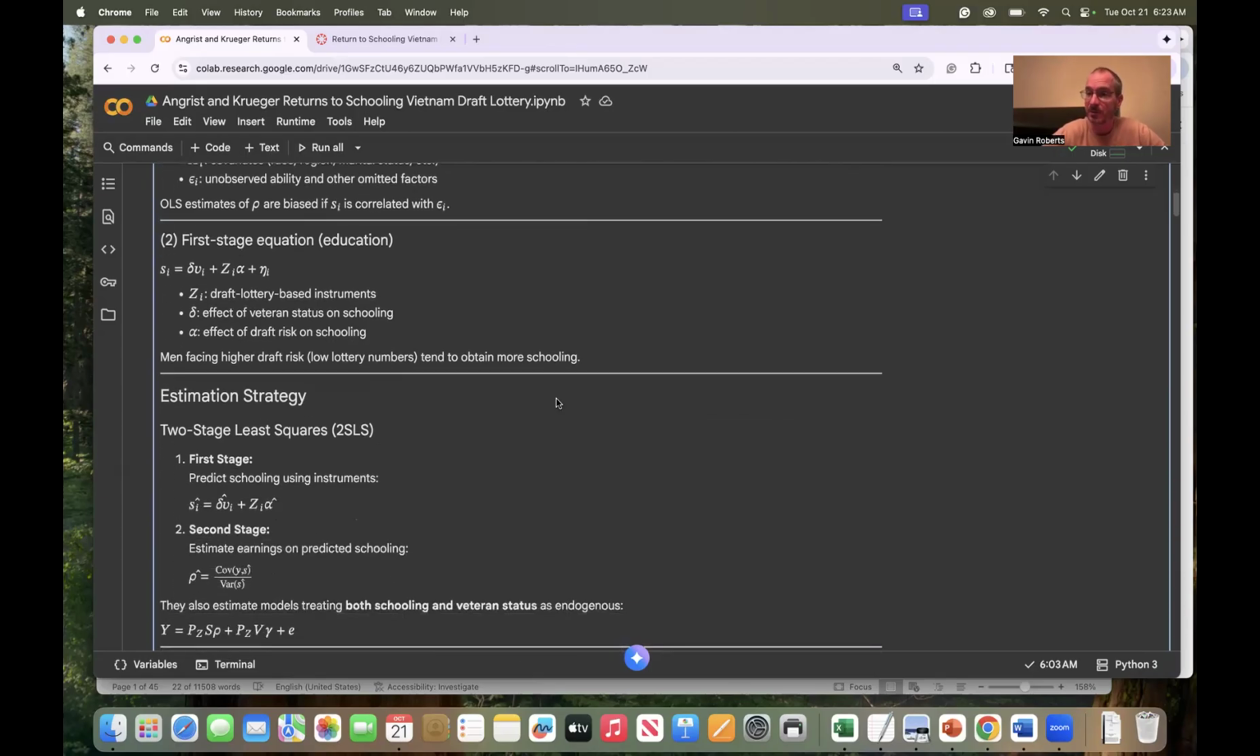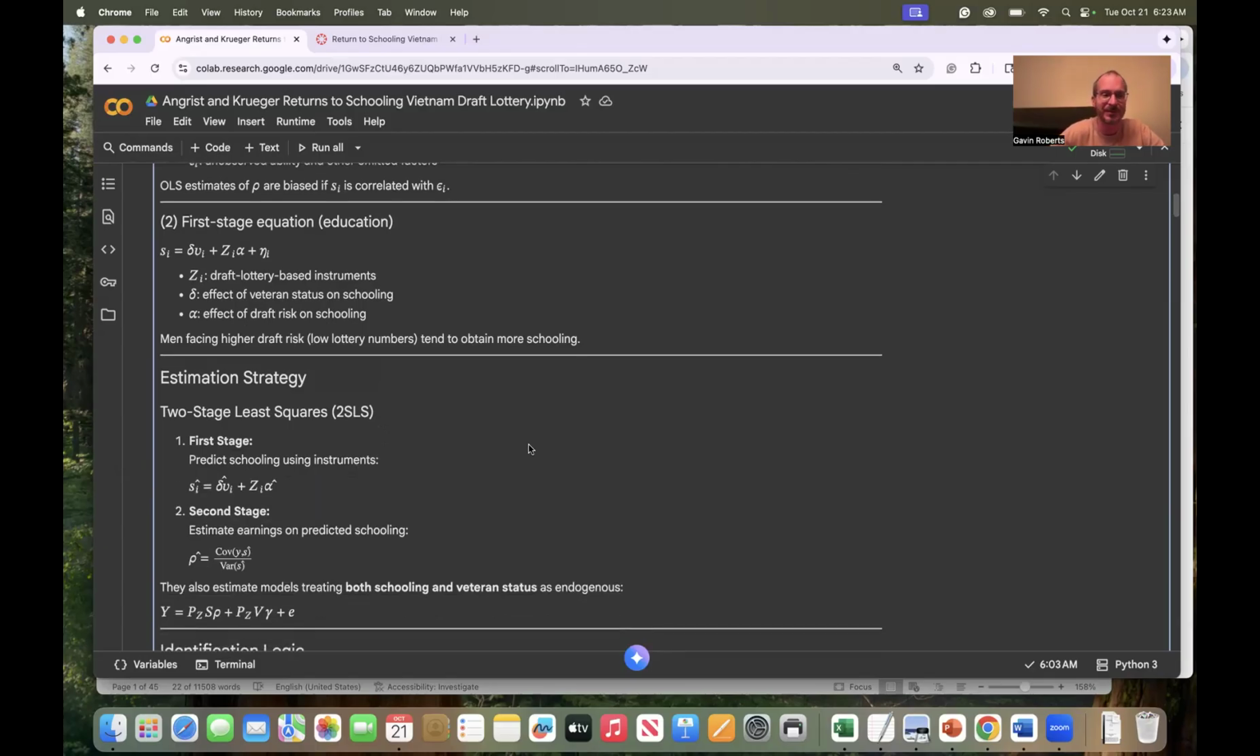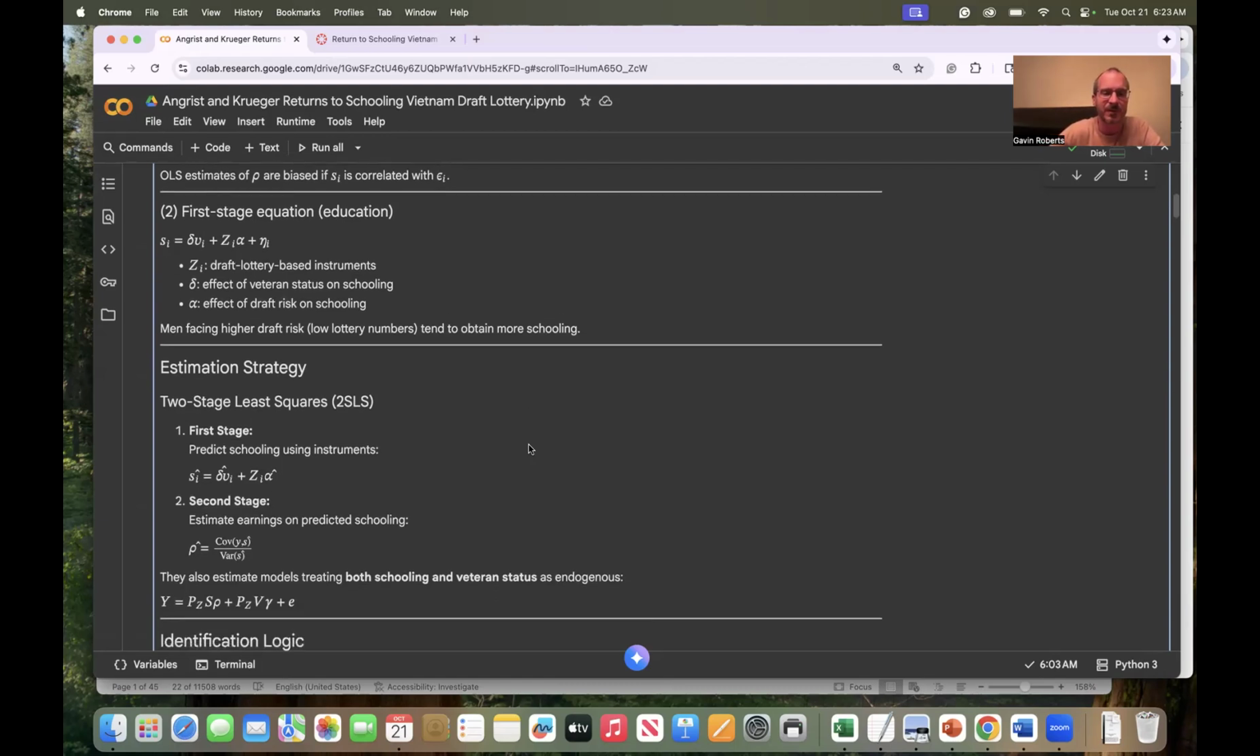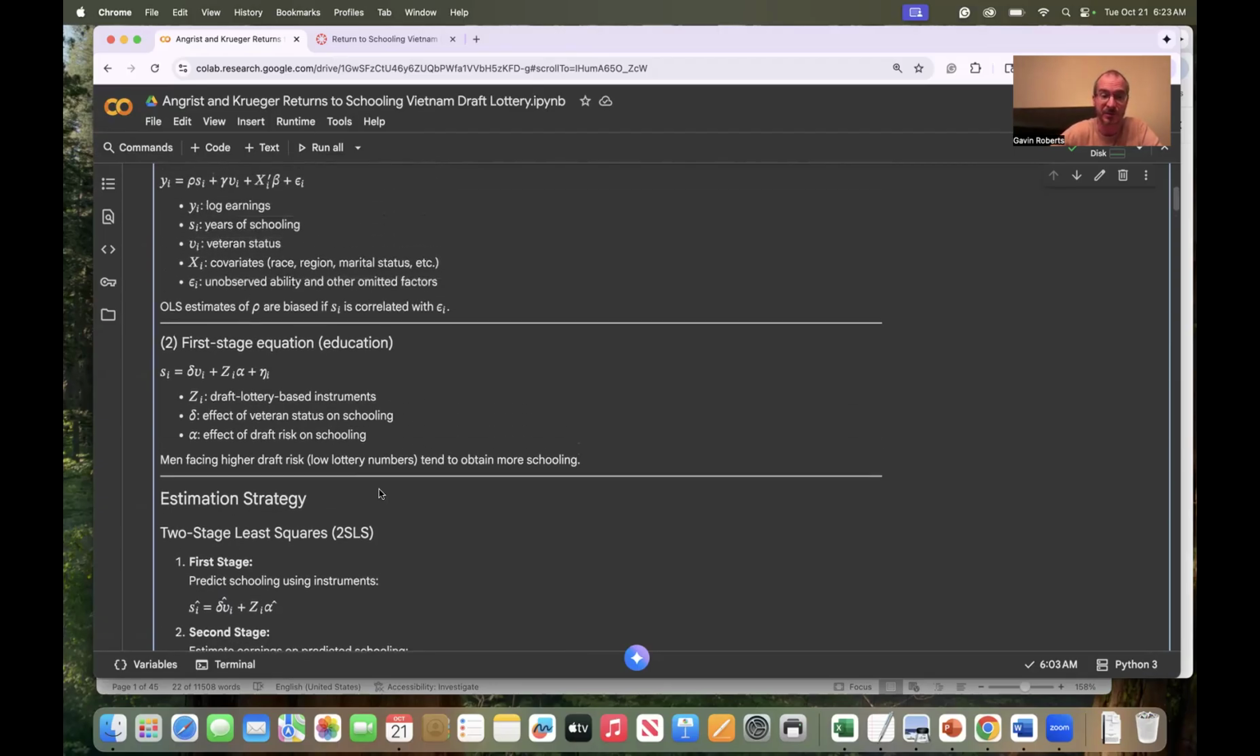So then, of course, as you know, we're going to perform two-stage least squares. I guess you didn't know that, but that's what they do in the paper. Maybe you did know if you checked out the paper. So the first stage equation is we, of course, want to predict our years of schooling.